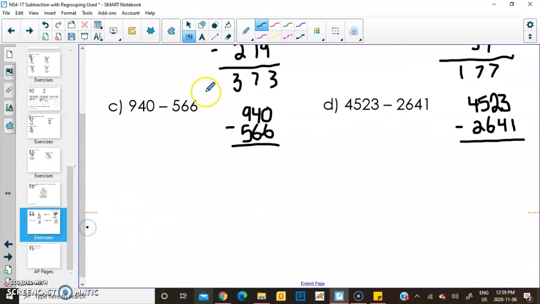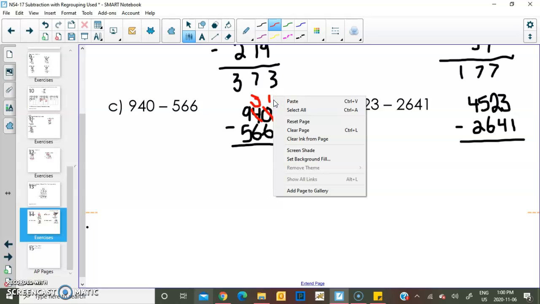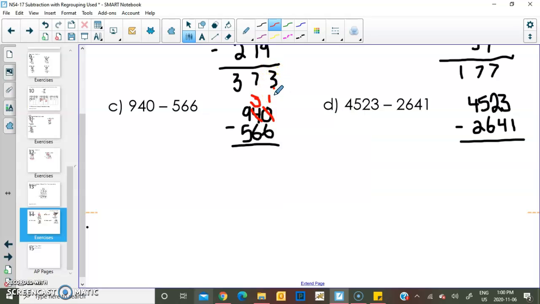Okay? Let's do C together. If I have 0 cookies, can I give 6 away? Nope. So let's regroup. So the 4 turns into a 3 because we're taking 1 ten away and regrouping it as 10 ones. 0 plus 10 is 10. Very good. Okay, let's see if we're done regrouping. If I have 10 cookies, can I give 6 away? Yeah. If I have 3 cookies, can I give 6 away? Nope, so we got to regroup again.